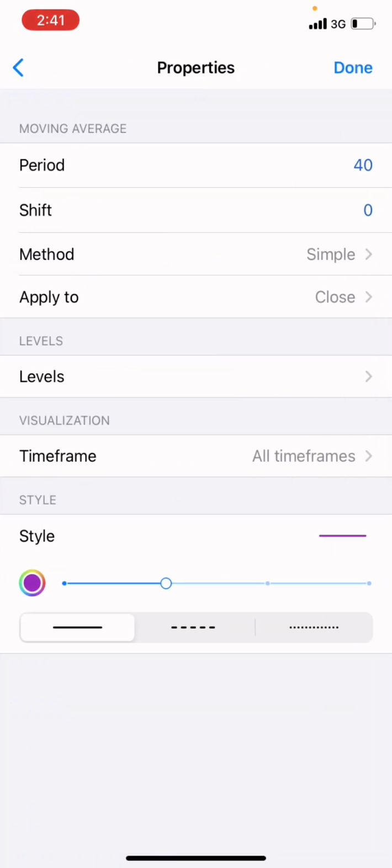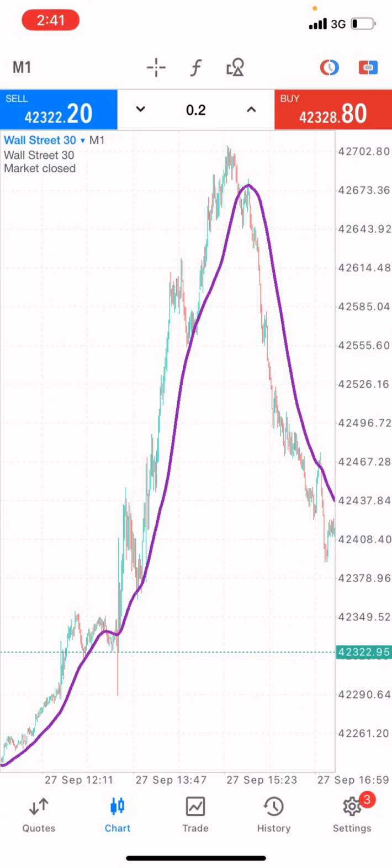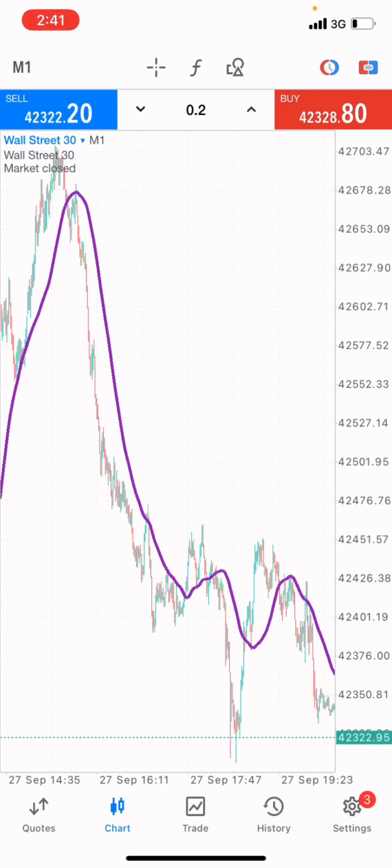You can see the parameters, the moving average on period 40, shift 0. Then we'll put the style right here on 3 pixels. Then you apply to close. The method is simple guys, not exponential, sorry, simple method. Then you click on done. All right guys, let's get on with the strategy.